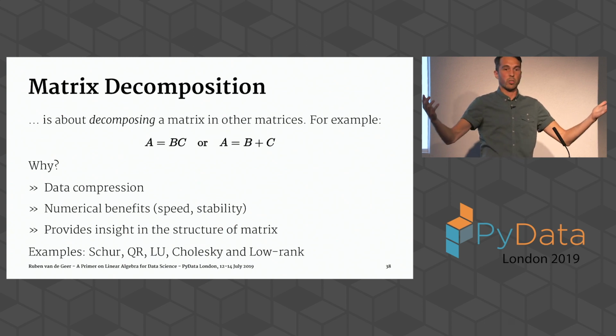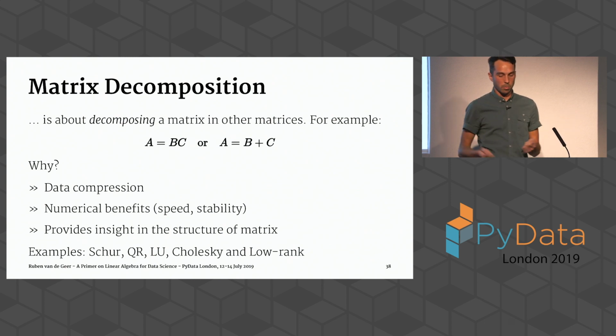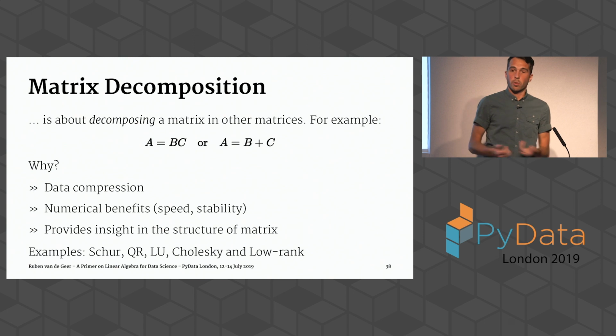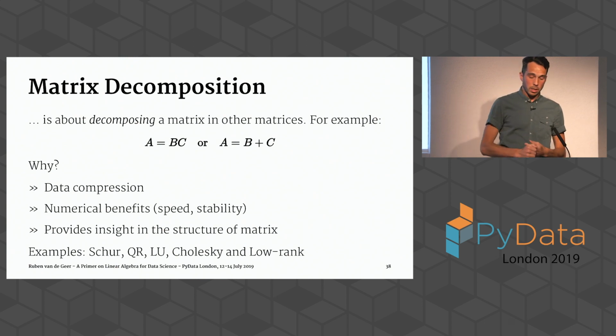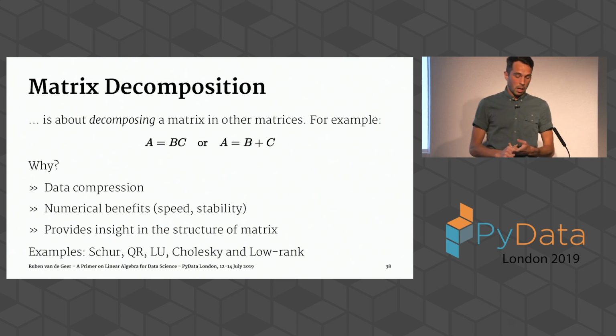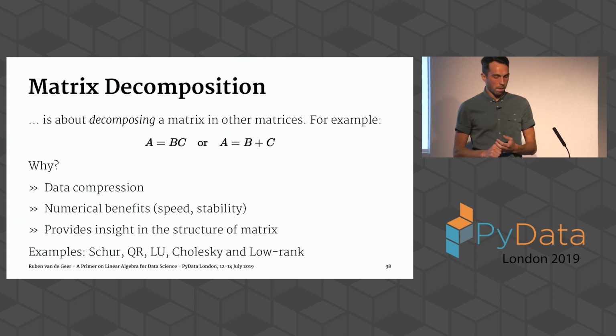So for example, if you have a matrix A, you might decompose it into B and C, and it can be like B times C or B plus C. Why would you do that? For example, data compression, we will see that in a bit. Numerical benefits, because it may be faster to use a factorized matrix. And often it also provides insight into the structure of a matrix, that we will also see in a bit.